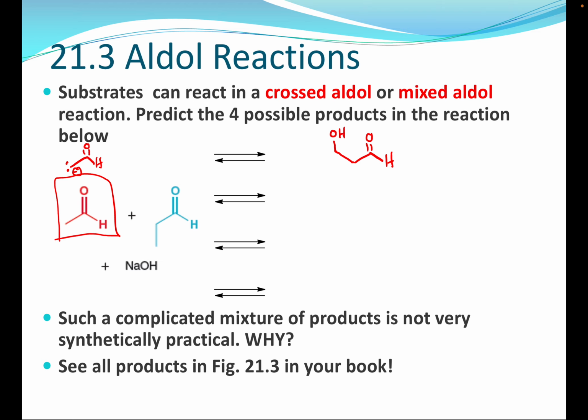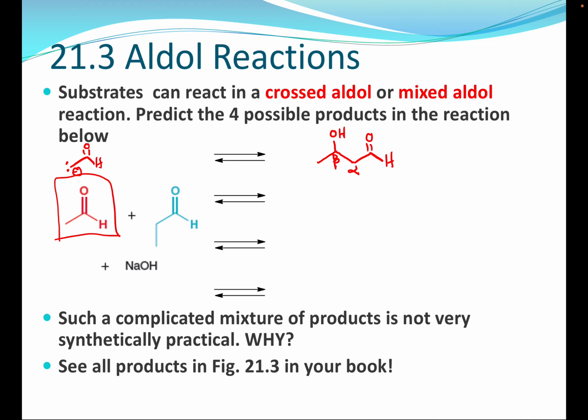Here's the alcohol that gets formed, the beta alcohol, and now we have to draw in our other 2 carbons that were part of the aldehyde that underwent the nucleophilic attack. So we've got our alpha position where the lone pair used to be, and the beta position is now the original carbonyl in the aldehyde that underwent the nucleophilic attack. So that's one of the products.